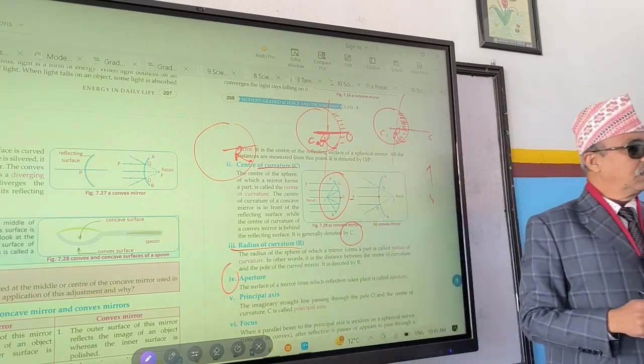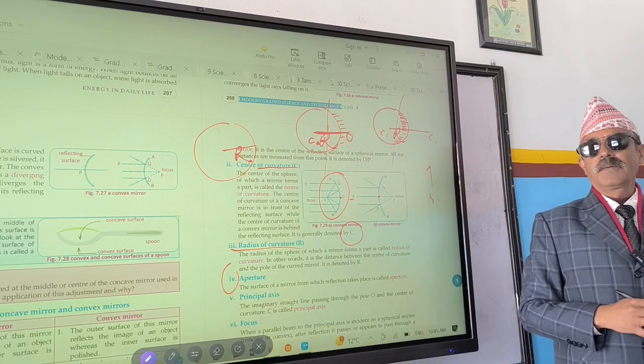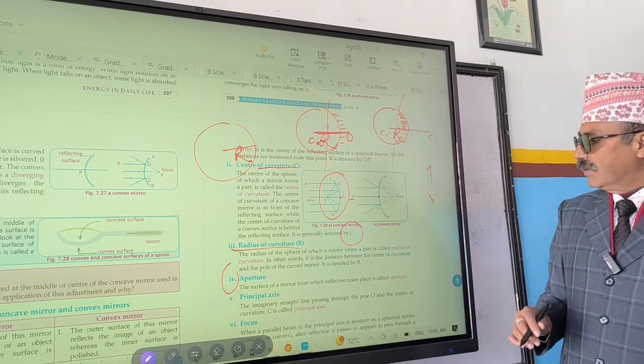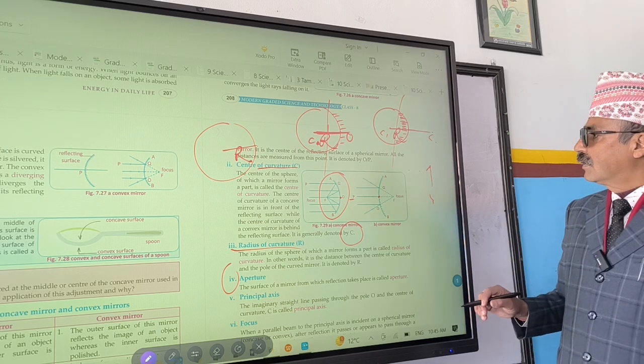Point number 4. What is here? Aperture. How do you define aperture? The surface of a mirror from which a reflection takes place is called aperture.